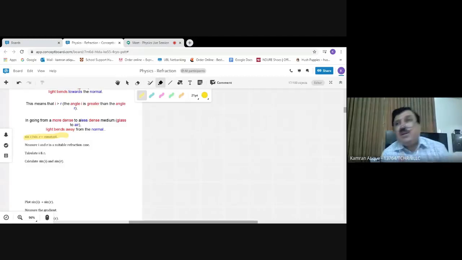So I repeat here the important law of refraction, which you need to learn, which you need to write, which you need to recall in your worksheets for your final examination preparation too, and that is the ratio of the sine of angle of incidence to the sine of angle of refraction always remains constant, for the two given media. Is it clear, beta?